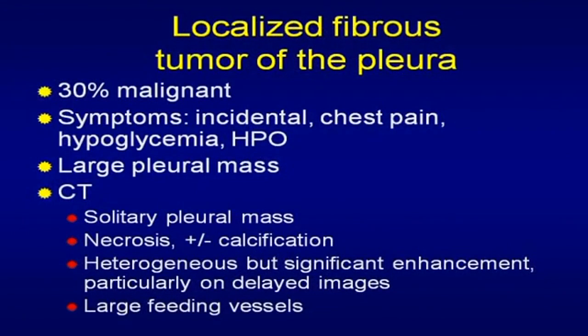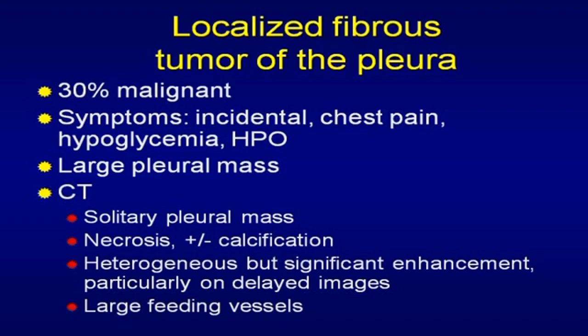Most of these are benign, but they'll all be resected because there is a possibility of them being malignant, and biopsy is not usually good at distinguishing those. The classic PIMP question is a patient with hypoglycemia and a pleural mass. There are other things that you may see. Again, most of the ones we see in clinical practice are incidental.